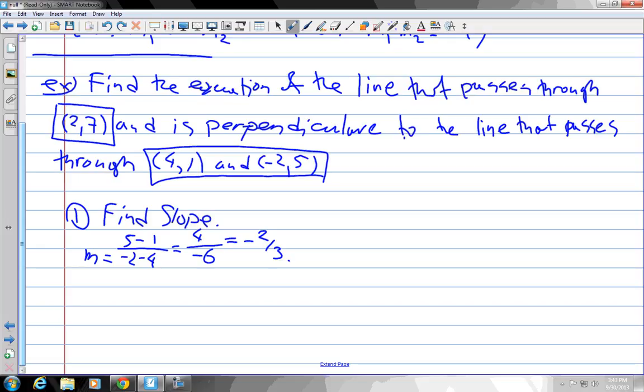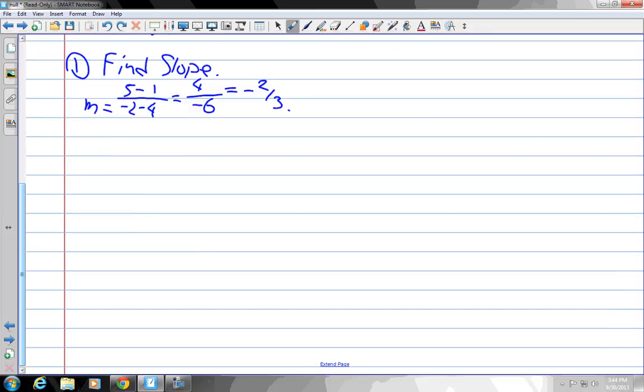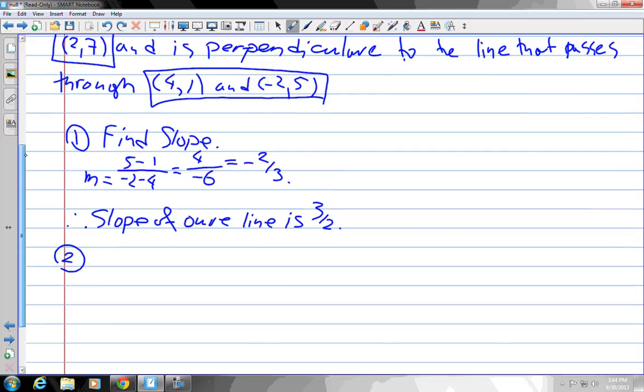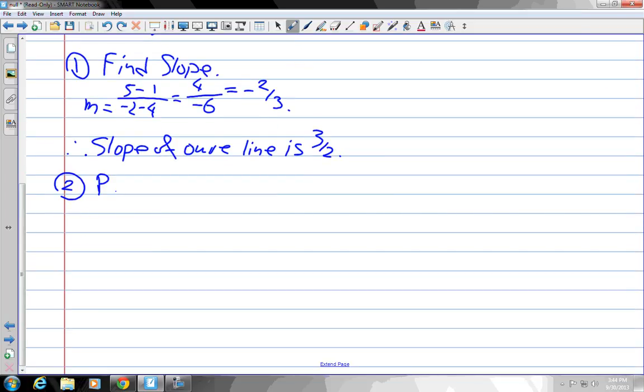Now, our line is perpendicular to that one. So what is the slope of our line? 3/2. So I have to flip it and change the sign. So therefore, the slope of our line is 3/2. So the point is (2, 7) and the slope is 3/2, so I can find the equation.